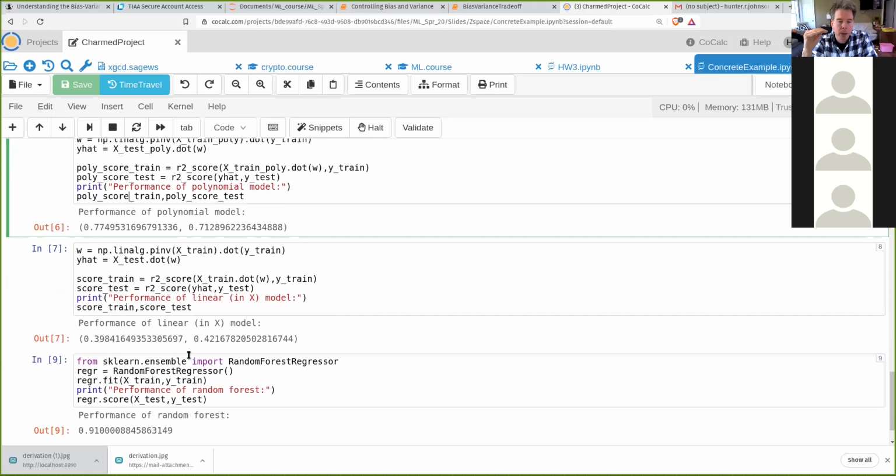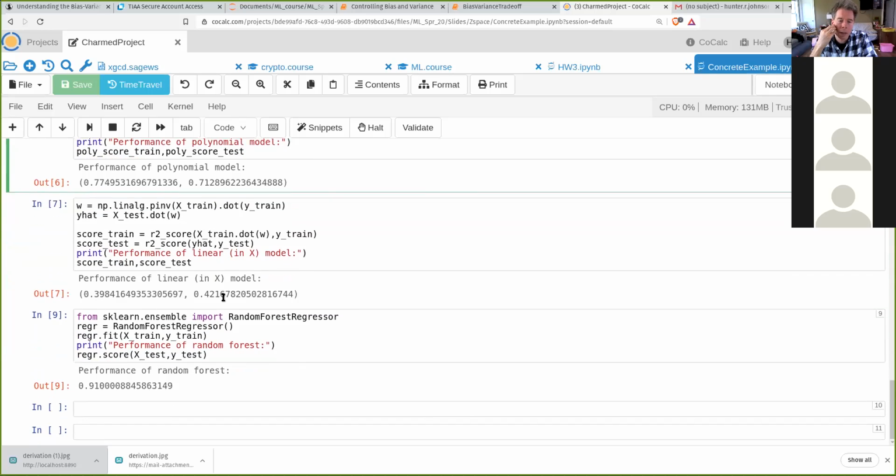And here's what it looks like without the transformation. So if you just do plain old linear regression, you get an R2 score of about 0.4. But if you do the polynomial transformation, then even on the test set, it goes up to like 0.7, which is a huge improvement.